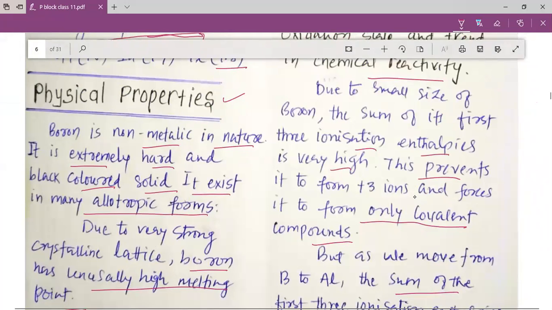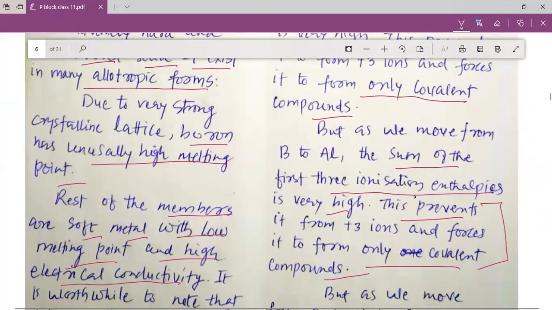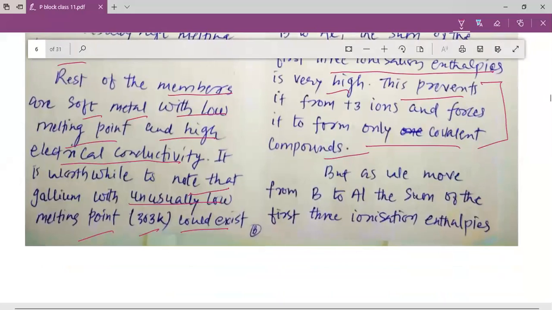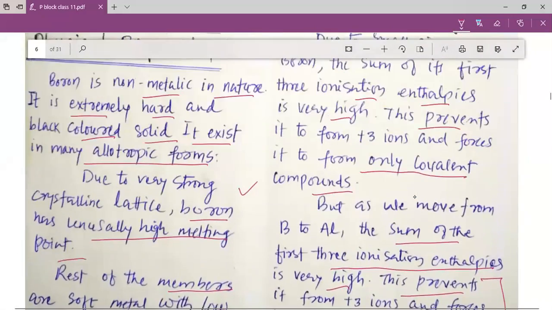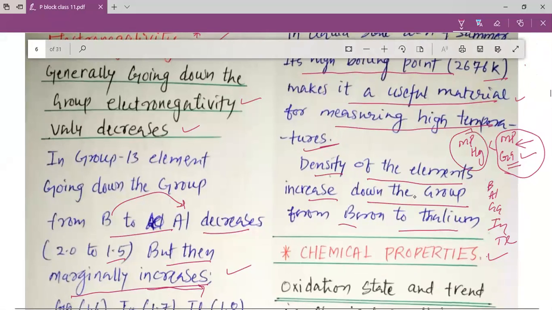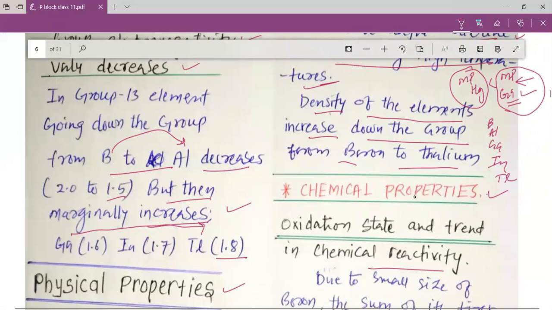We have studied the physical properties. Boron is the hardest one, and going down the group, my dear students, the hardness decreases and the density increases. Gallium is a special element with a very low melting point, and that is why gallium can be utilized in a thermometer to measure temperatures where mercury fails, because at such high temperatures mercury is available in the vapor form. The density of these elements increases as we go down the group.